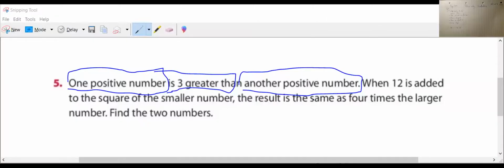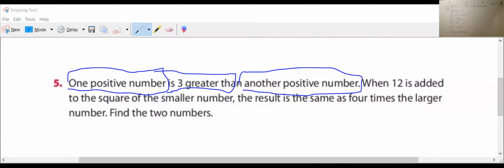So do you see what I've done there? I'm only using one variable. You might have been tempted to call them x and y. But this way we've only got one variable instead of two, which is going to simplify these problems an awful lot. When 12 is added to the square of the smaller number, well, which was the smaller number? It's this one. So the square of that number is x squared, and when you add 12 onto that, the result is the same as, so this is where you're forming an equation, equals 4 times the larger number. 4 multiplied by our larger number, x plus 3.